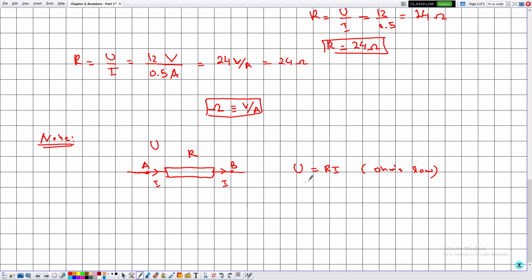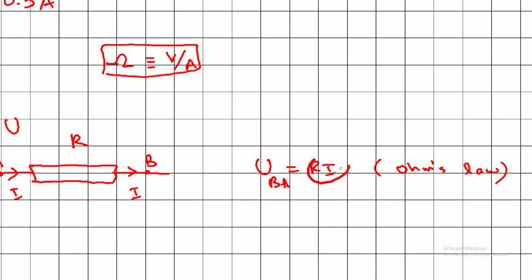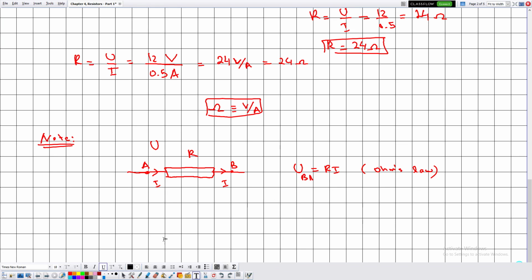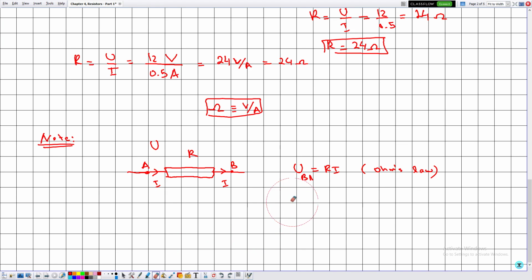So we cannot say here that UBA is equal to Ri, because simply this quantity is positive and this quantity, according to the flow of the direction of the current, is negative. So in this case, we always say that according to Ohm's law, U is equal to Ri, in which AB represents the direction of flow of the current, okay? So this is it for Ohm's law.